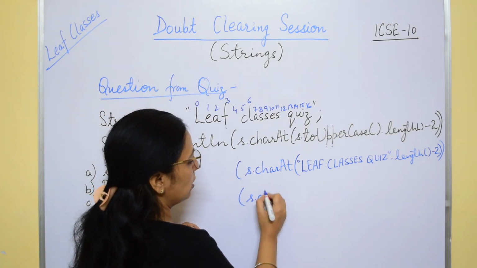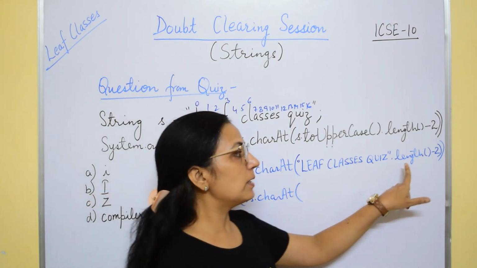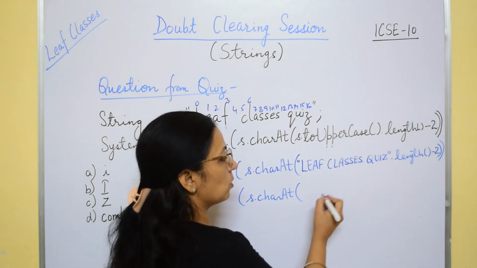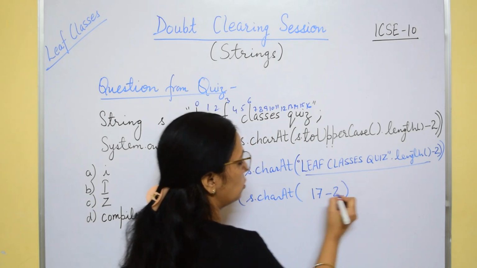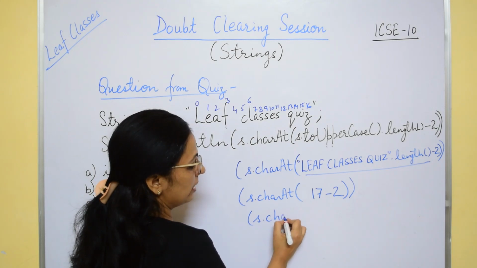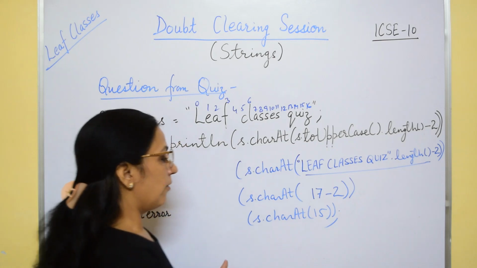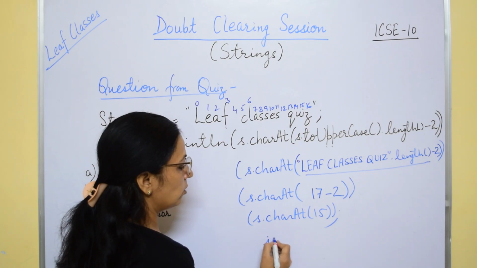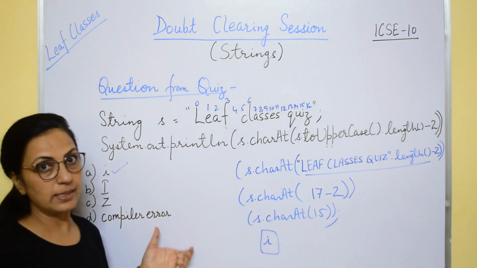again s.charAt of leaf classes quiz .length. The length of this is 17. So this will result in 17 minus 2. So it is s.charAt of 15, and at index 15 of the s string is i. So this is the right option. So here option A is the correct answer.